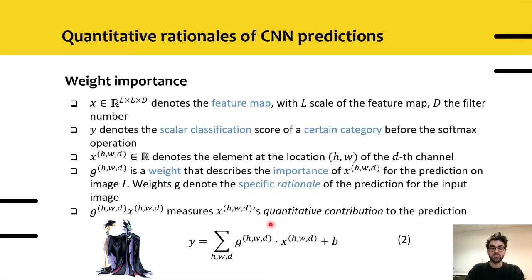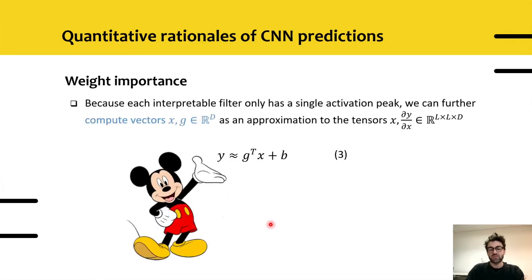These two quantities can be put inside this equation, and from this we can also go to another form that is more familiar, that is this one. From this equation we can compute the vectors x and g belonging to R^D as an approximation of the tensor x and the partial derivative of y with respect to x. I do not go into the equations to compute x and g, but the most important thing from equation 3, the Mickey Mouse equation, is that we can compute the x and g.